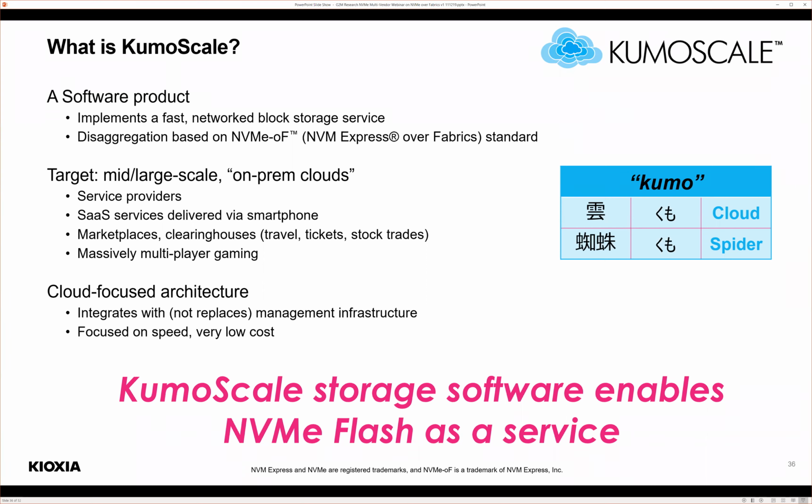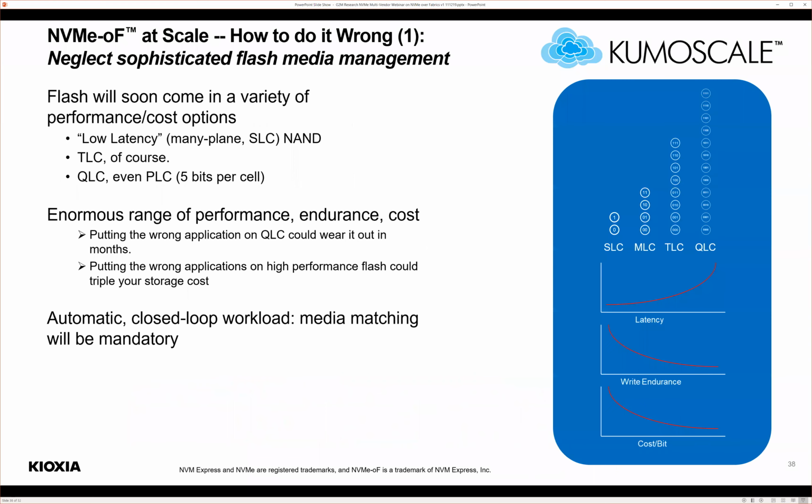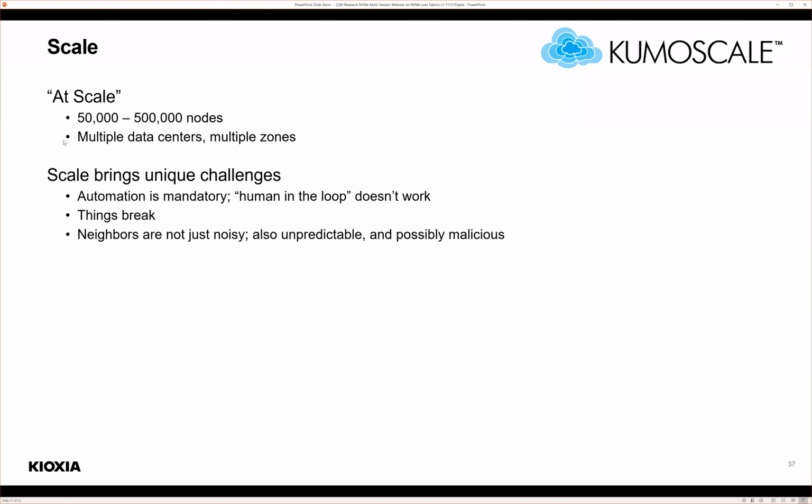And by cloud, I mean specifically orchestrated environments as opposed to permanently provisioned silos. And so, let's see if I can make this move forward here. So scale, as I said, means something north of 50,000 compute nodes, usually, almost always multiple physical data centers, multiple availability zones. And that brings some unique challenges.